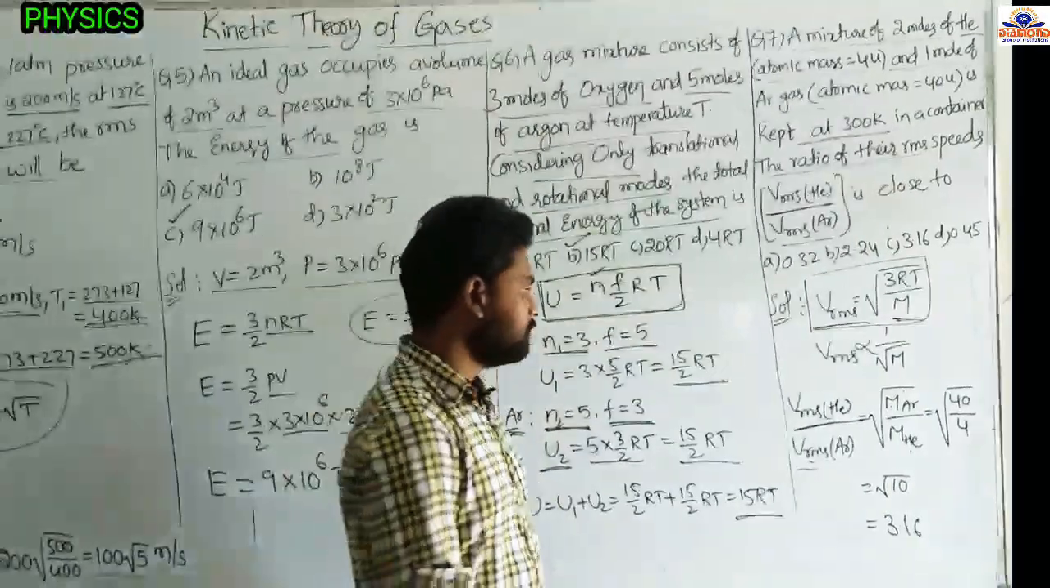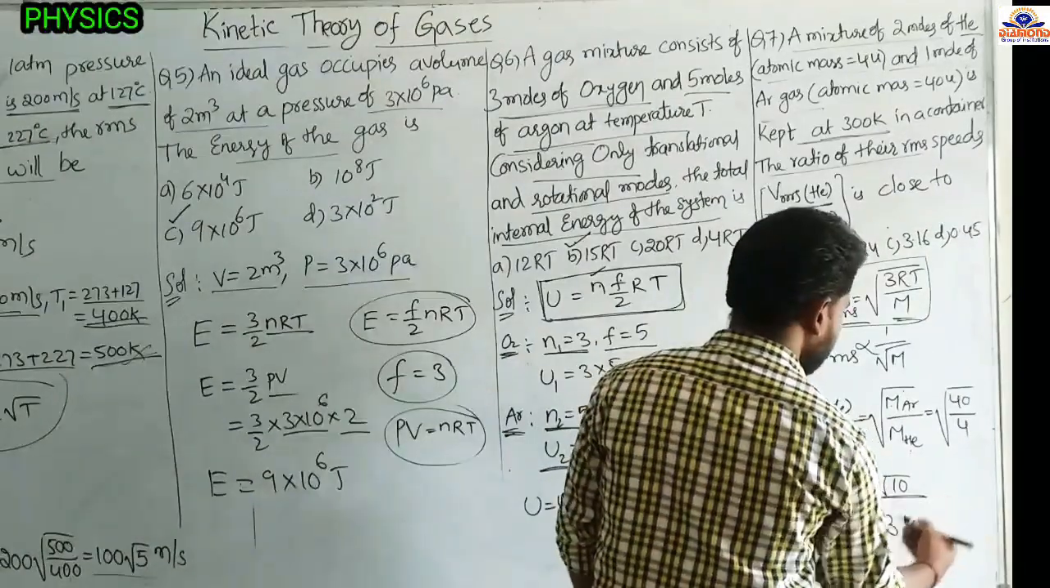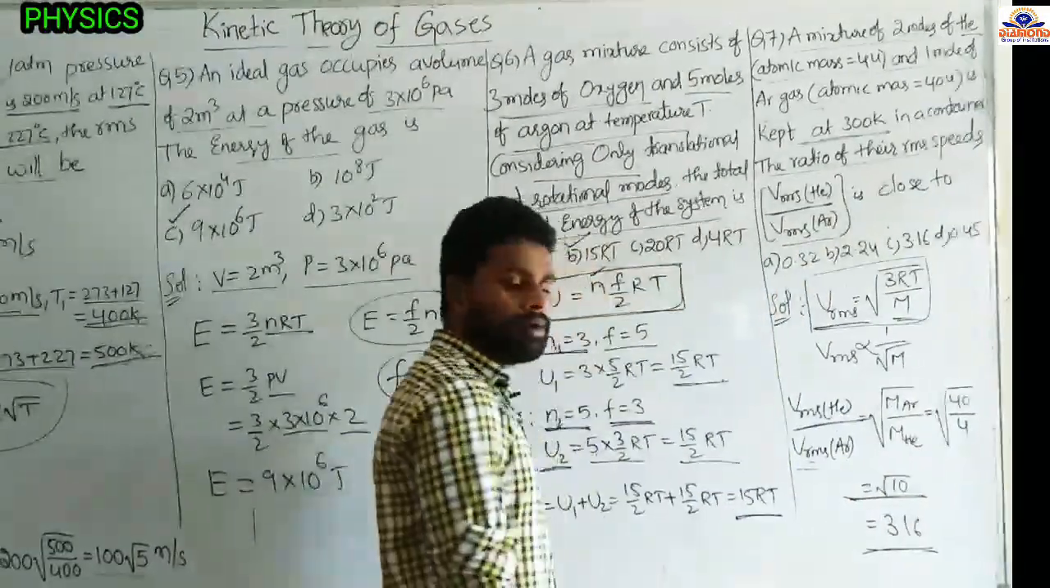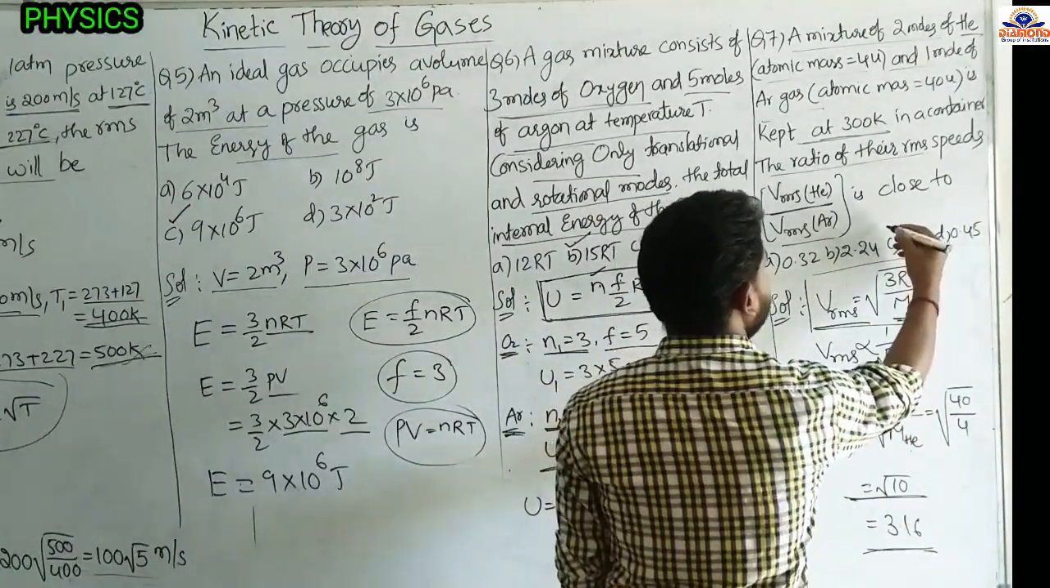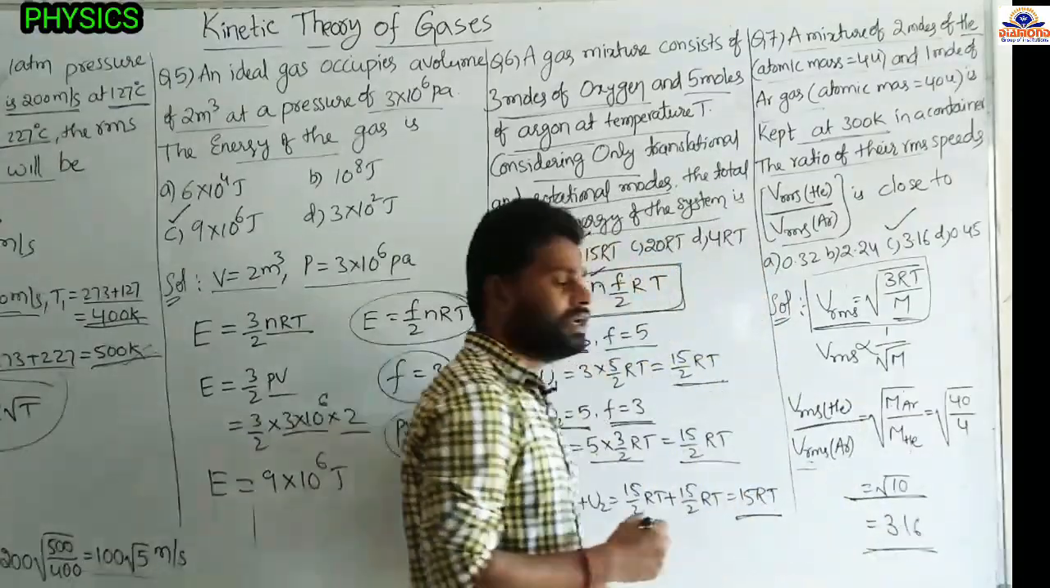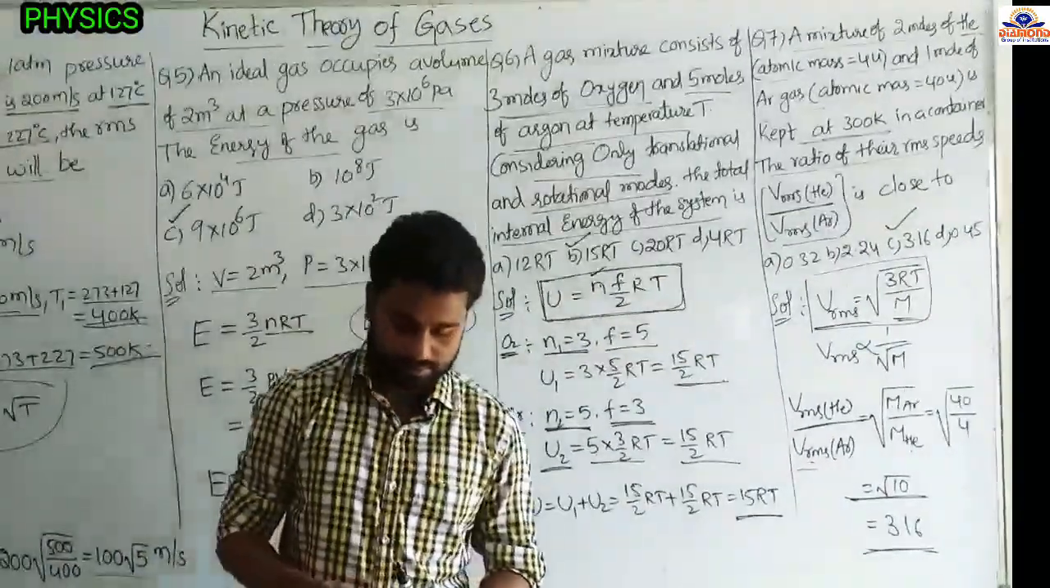So square root of 40 by 4. 4 ones are 4, 4 tens are 40. So square root of 10, and the square root of 10 is close to 3.16. So the ratio is close to 3.16. C is the right option. So very easy questions. Okay, now.